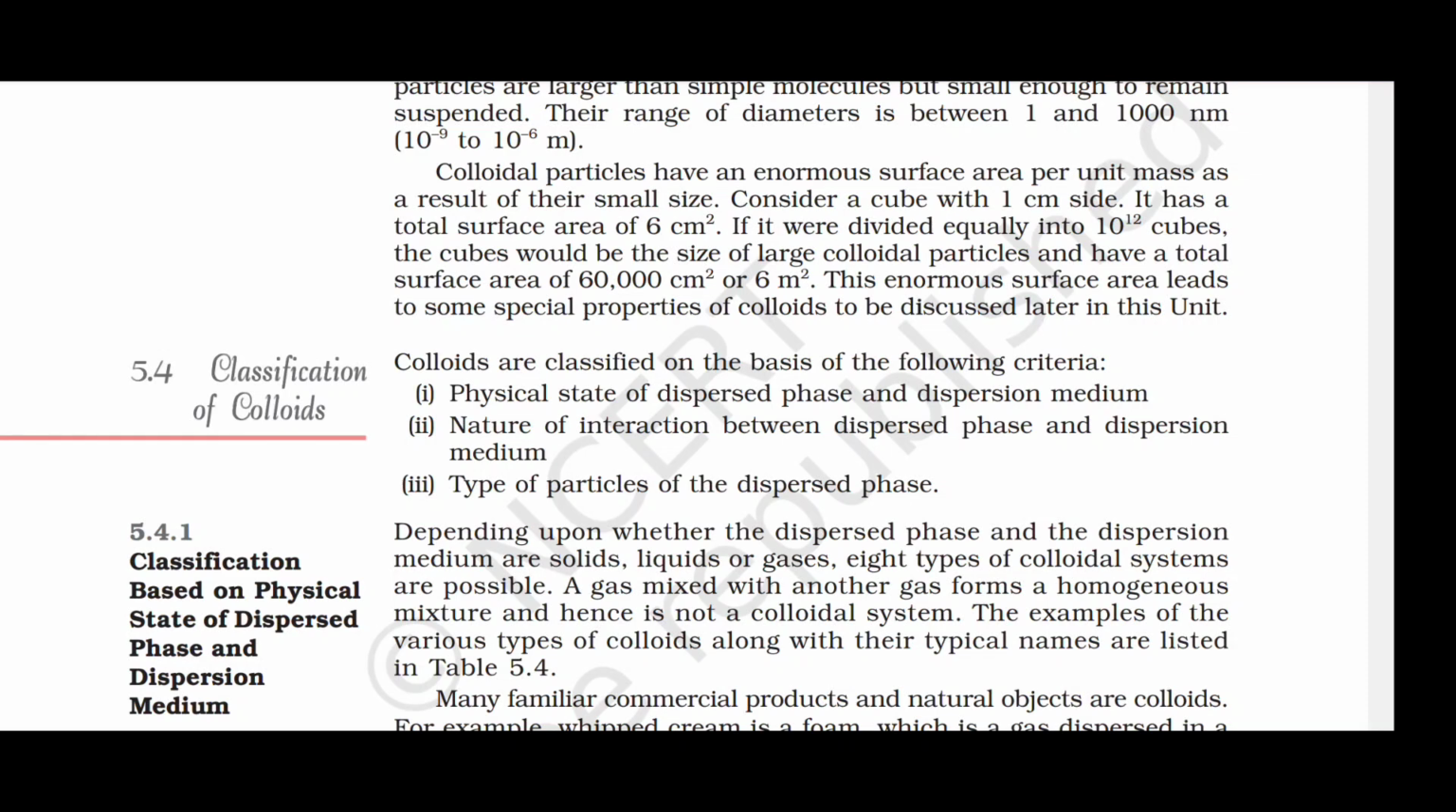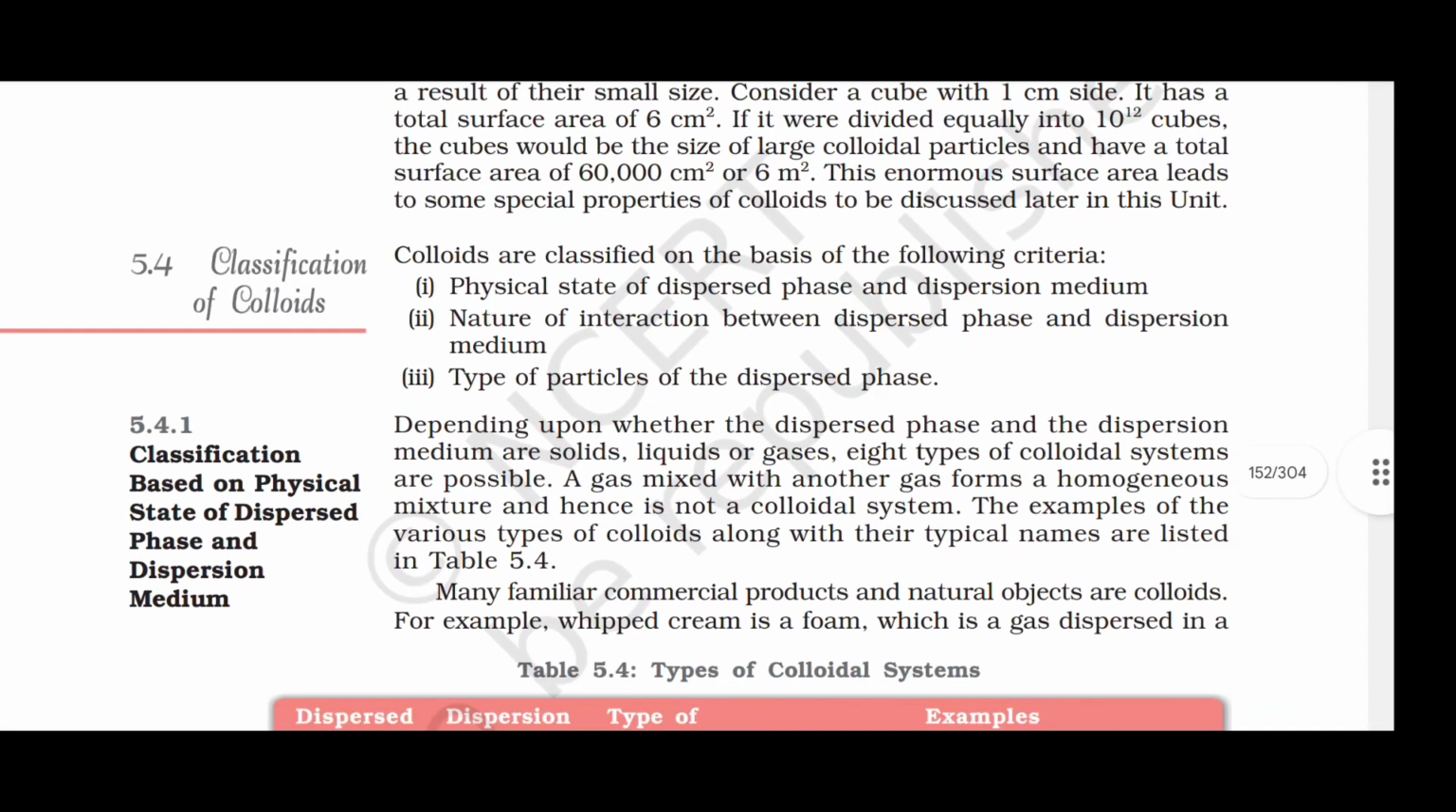Classification of colloids. Colloids are classified on the basis of following criteria. First, physical state of dispersed phase and dispersion medium. Second, nature of interaction between dispersed phase and dispersion medium. Third, type of particles of the dispersed phase.